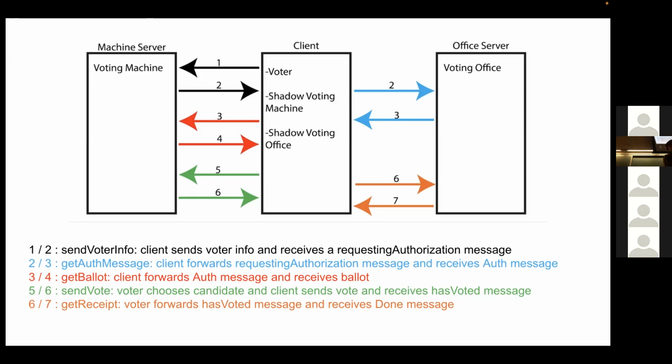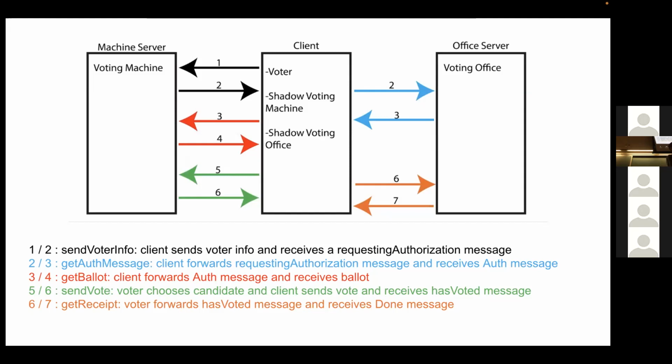On the left-hand side, we have the machine server, which is the actual voting machine. In the middle is a client, which is where the voter actually registers, for example an app on your phone. On the right-hand side is the office server. The arrows show the different messages that go in between to complete the vote. There are 7 messages. The first set of arrows, the black arrows, 1 and 2, is where the voter sends their voter information over to the voting machine.